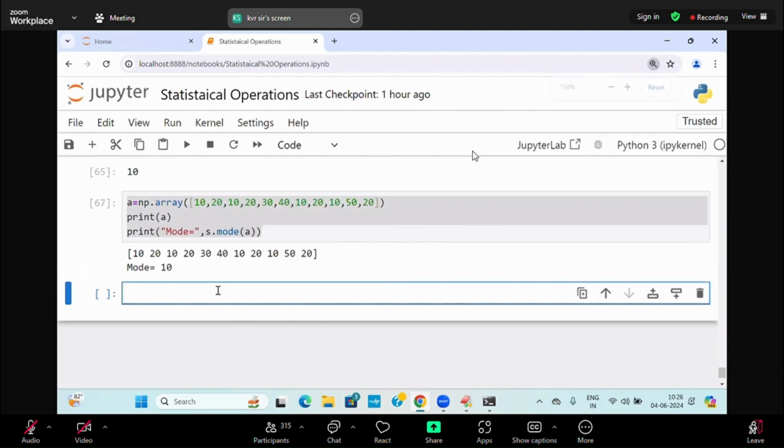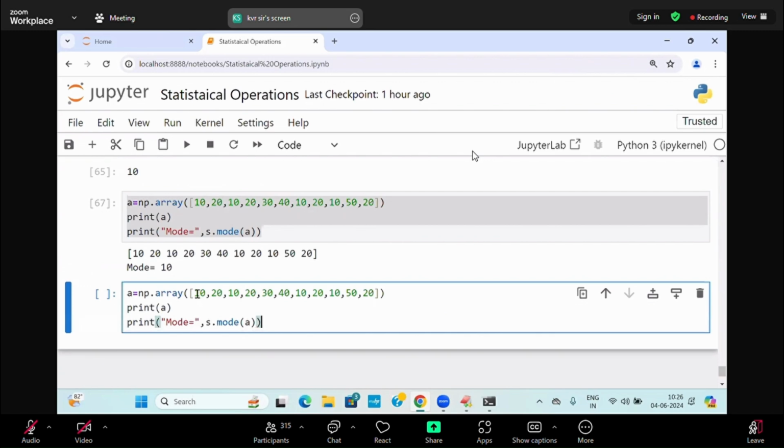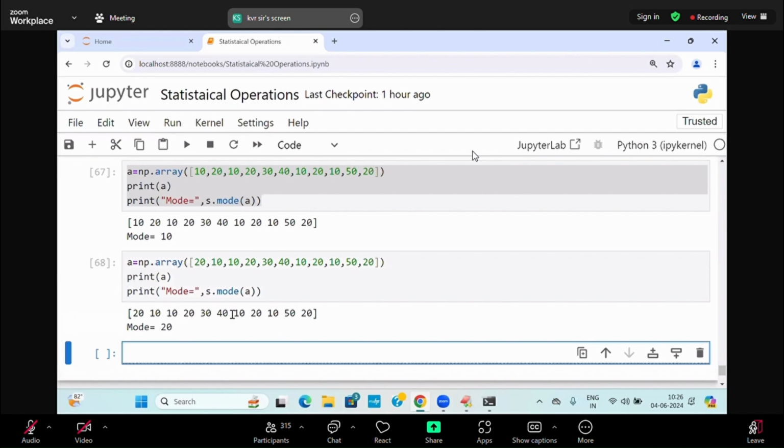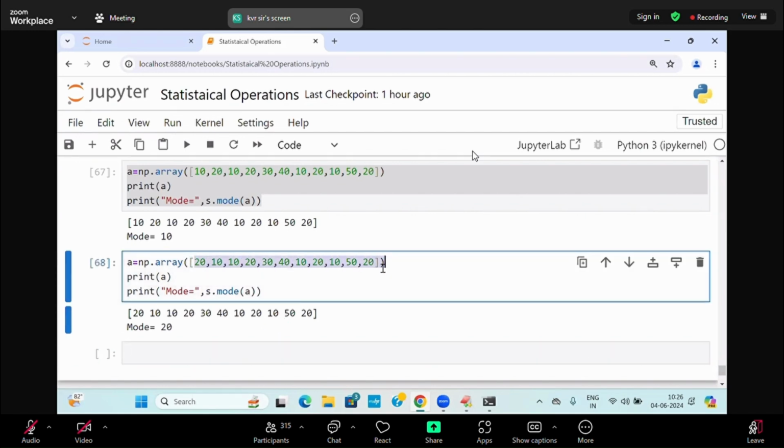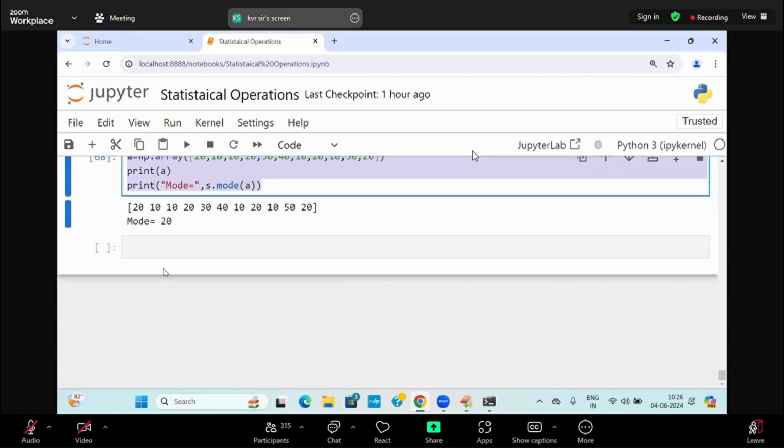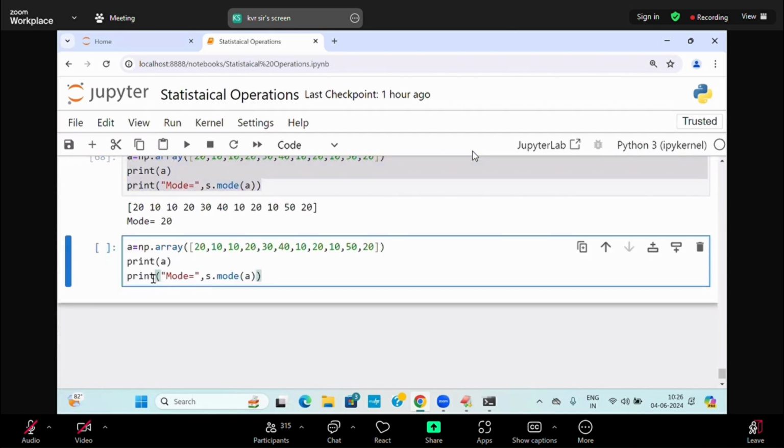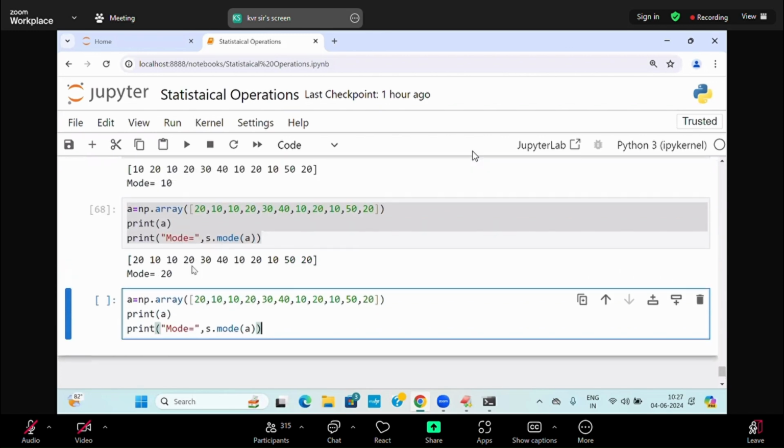Here I am writing 20 here, and I am writing 10 here. What is happening now? 20 will be coming. But both of them have an equal number of occurrences. That time you have to go for the multimode function. What is the function name? Multimode. Mode gives a single element.